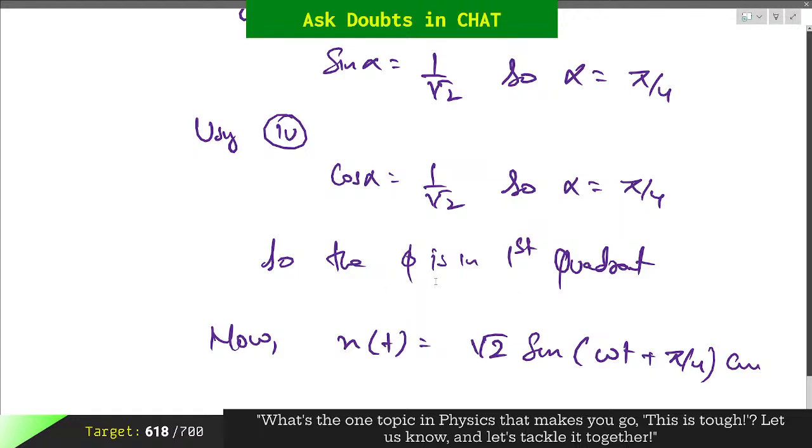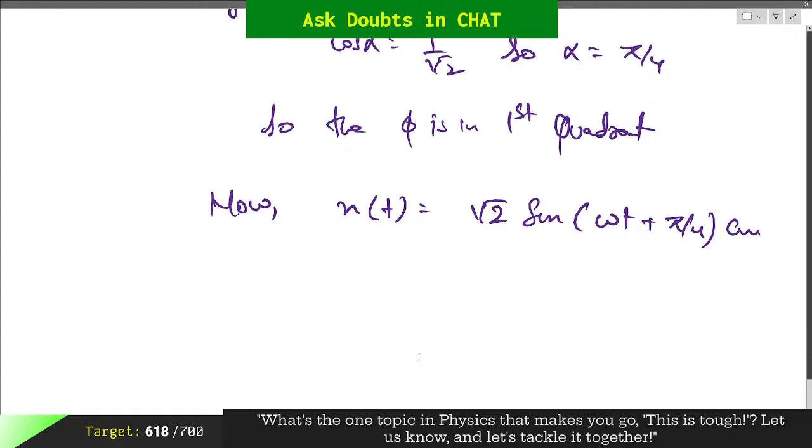Here the angle is in the first quadrant. Now x as a function of t is equal to √2 sin(ωt + π/4). So the only change between the cosine and sine functions is that of the phase angle. The amplitude and the angular frequency ω remain the same. So we can say that only the phase angle has changed. In cosine it was −π/4, and in the form of sine it is +π/4. Let's move to the next question.